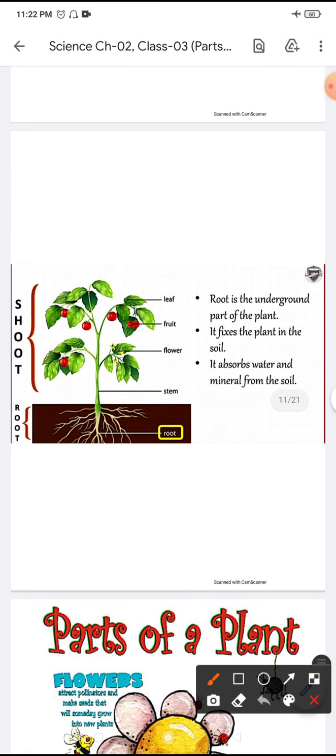Okay, now the last, root. Root is the underground part of the plant, and it fixes the plant in the soil. And it absorbs water and minerals from the soil. Okay, now you all have learned what is the function of root, stem, leaves, flowers, fruit.